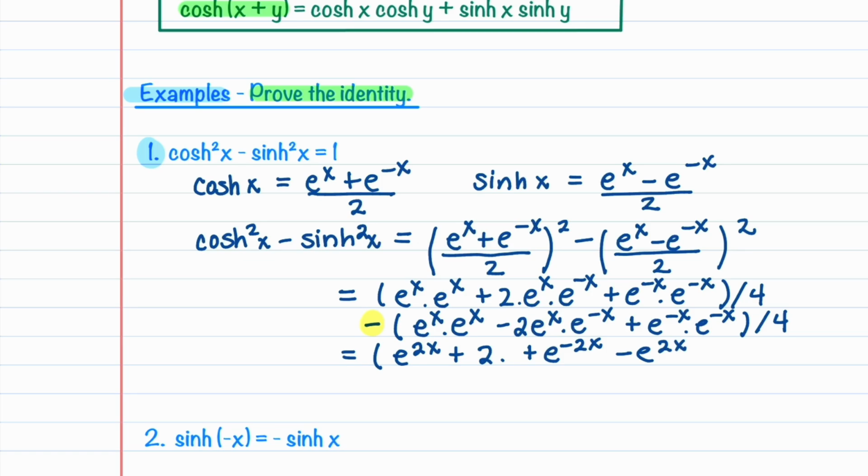And then we have a minus 2, so that gives us a plus 2. And then our last term is minus e to the minus 2x. And all of this is divided by 4. Now let's go ahead and see what cancels. Our e to the 2x cancels. And then our e to the minus 2x cancels. So it looks like we are going to get 1 because we have a 4 on top and a 4 on the bottom, and that gives us a value of 1. So we have proven that cosh²x minus sinh²x is equal to 1.